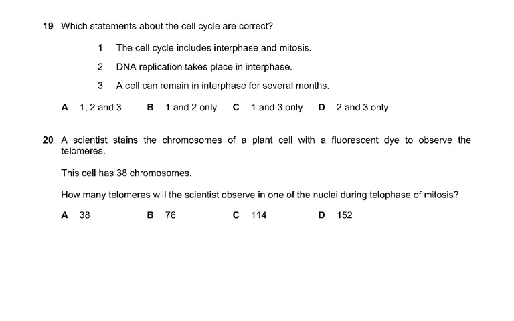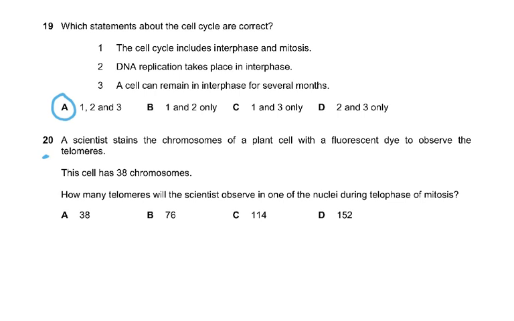Then coming to question number 19, which statements about the cell cycle are correct? The cell cycle includes interphase and mitosis. DNA replication takes place in interphase. A cell can remain in interphase for several months. All of these are correct, so that's why the answer is A. Cell cycle includes interphase and mitosis, that's correct. DNA replication takes place in S phase of interphase, and a cell can remain in interphase for several months, that is correct as well.